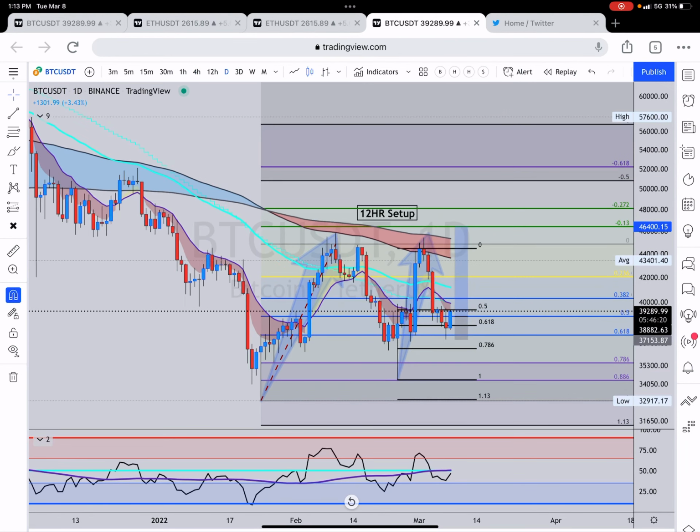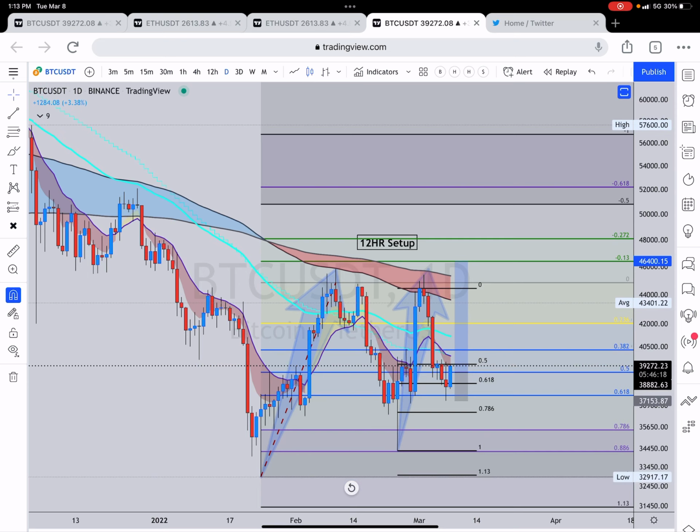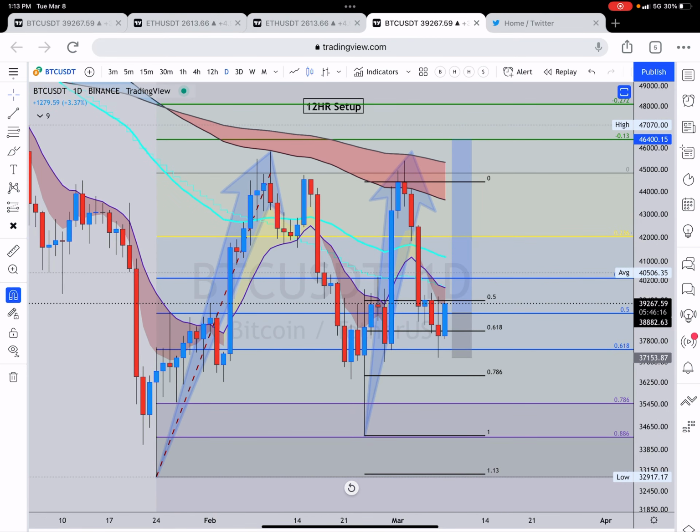Welcome. So this is going to be a breakdown for Bitcoin. I'm going to be going over a potential buy setup that I'm seeing right here at the 50% retracement, right here at 38,000, all the way up to the 1.3 extension level of 46,000.